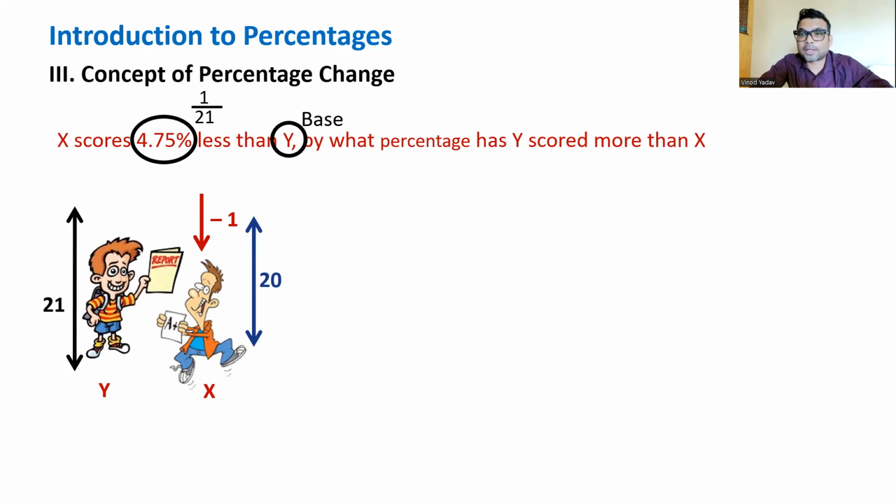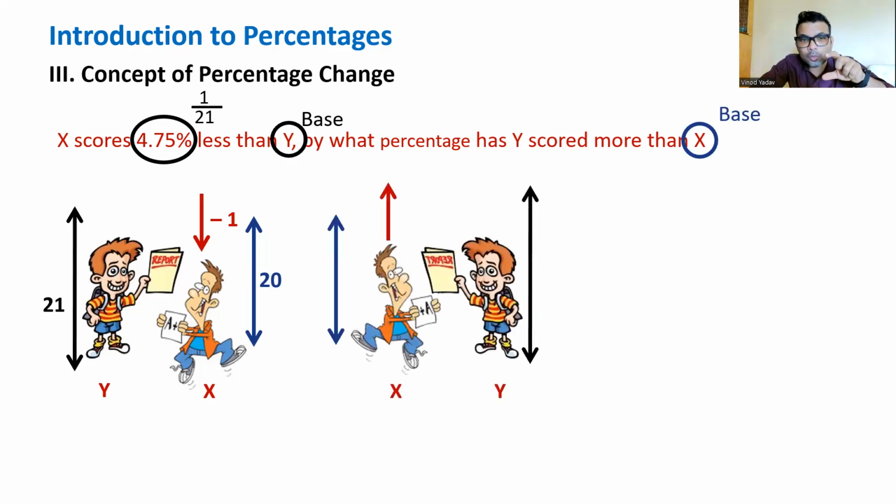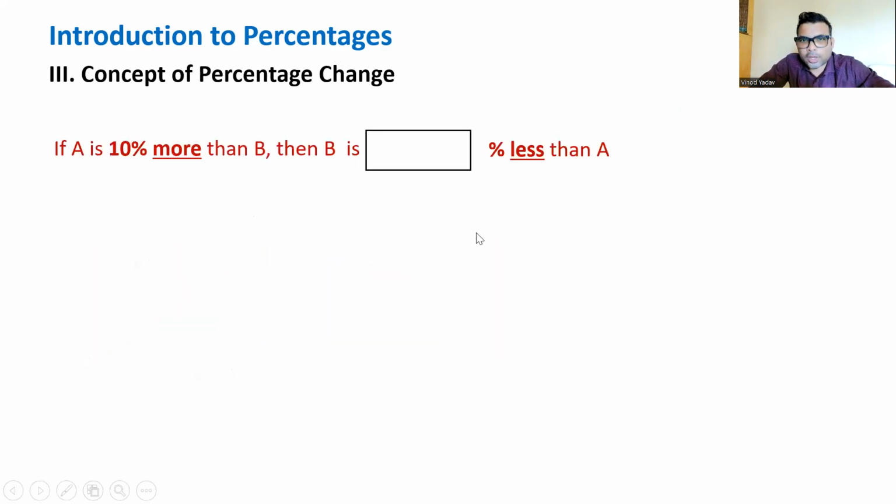So by what percentage has Y scored more than X? So Y than X. So the new base is X. So X is 20. Y is 21. So Y has scored 1 more than that 20, right? So 1 on 20. So 5%. Simple, easy, understood? All right. So quickly think about this. Okay, you can pause the video, you can think.